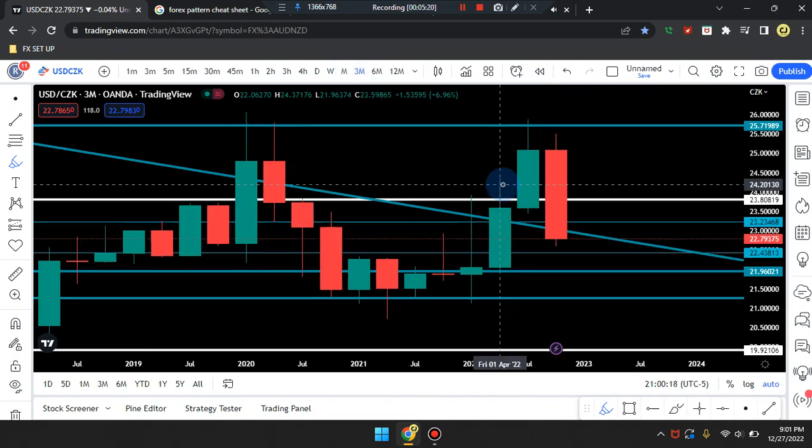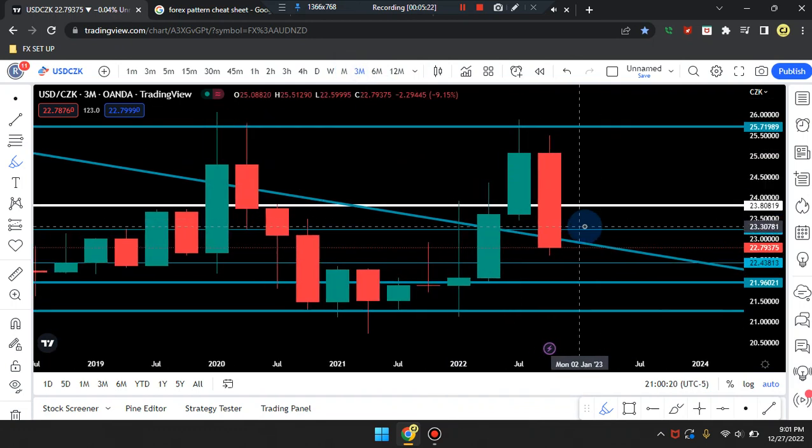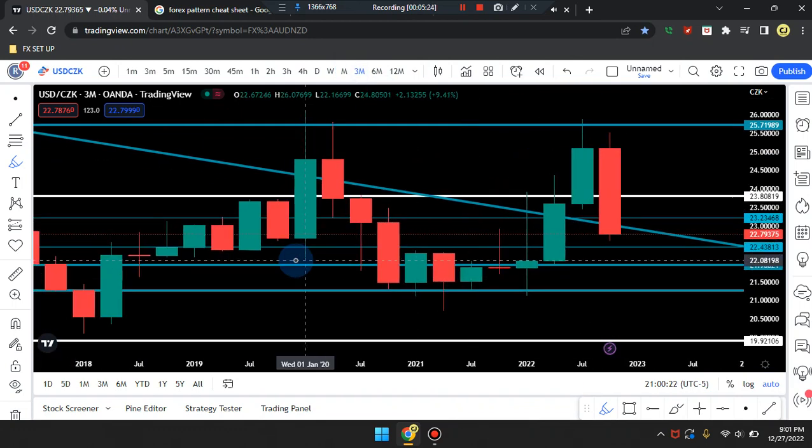3-month time frame, bearish red candle. Market just spiked into that area.